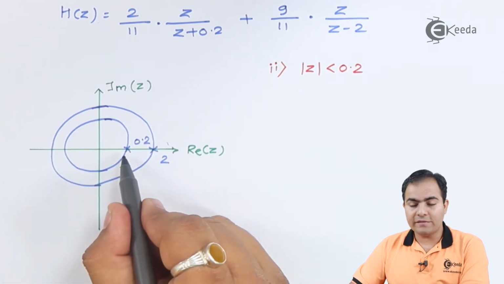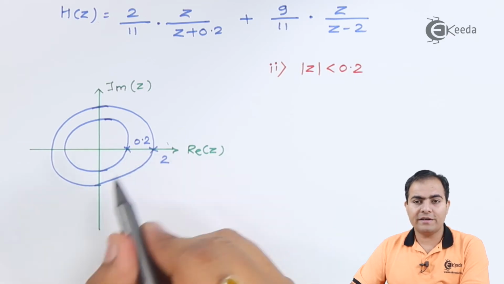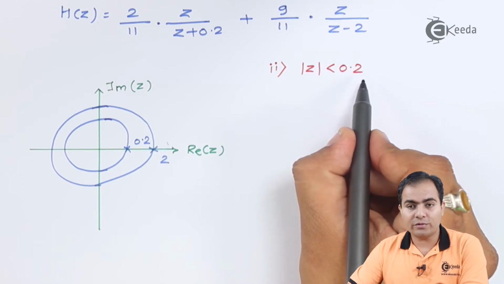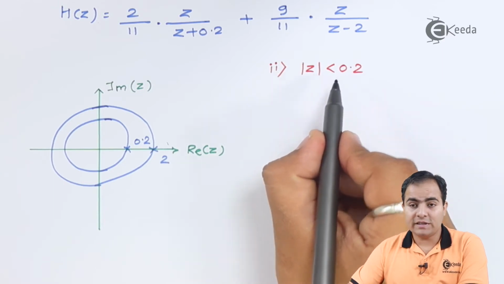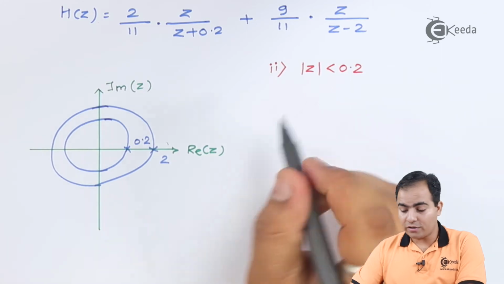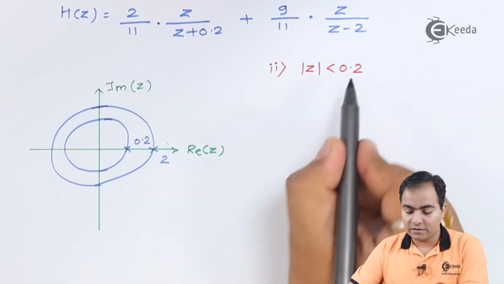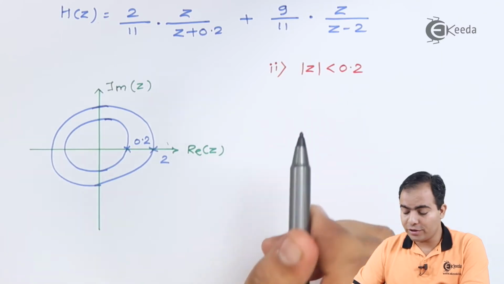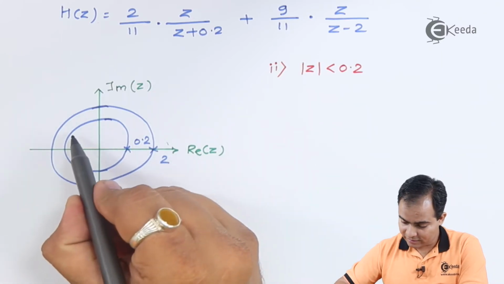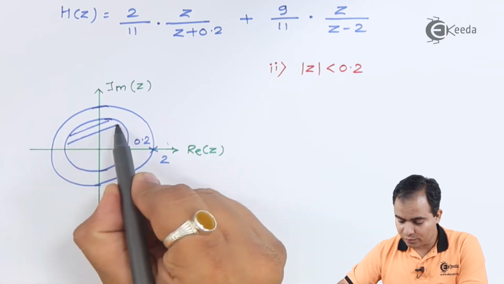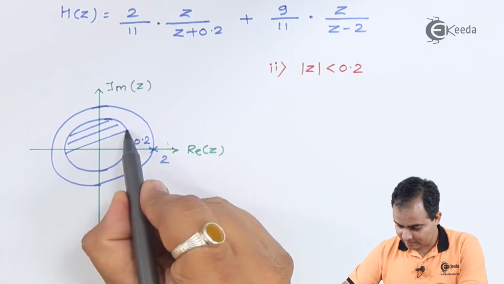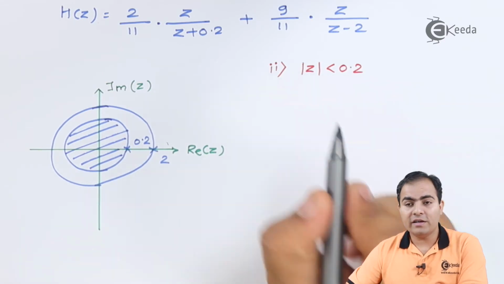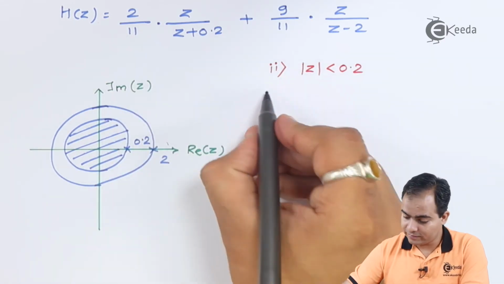So the inner circle has radius 0.2 and the outer one has radius 2. Now what is mentioned, |z| is less than 0.2, which means our ROC exists in the interior part of the circle of radius 0.2. So where are we going to plot the ROC? Inside this 0.2 radius circle. Now we'll apply the inverse Z transform on this equation.